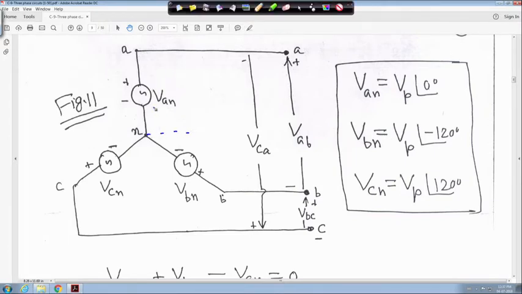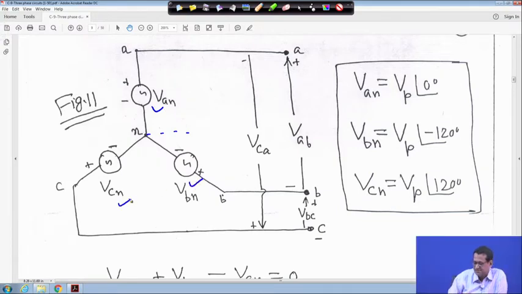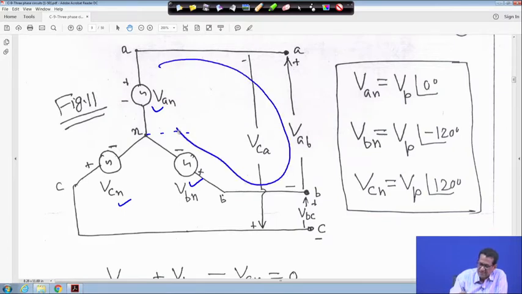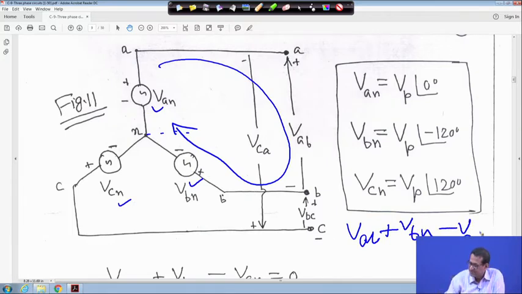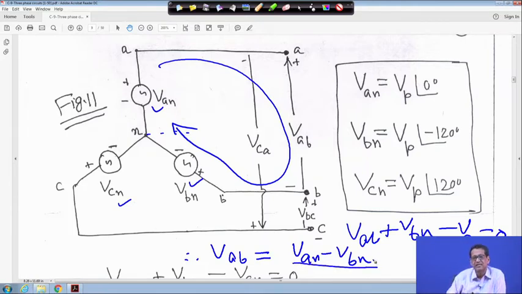Suppose this is my VAN, this is my VBN, and VCN. Now if you apply KVL like this in this mesh, it will be VAB, moving like this, plus is encountered first, so instantaneous polarity is marked, VAB plus VBN minus VAN is equal to 0, right. That means VAB is equal to VAN minus VBN.